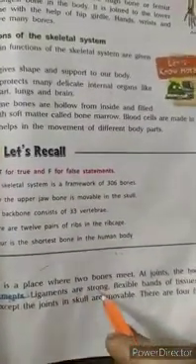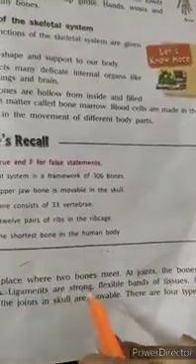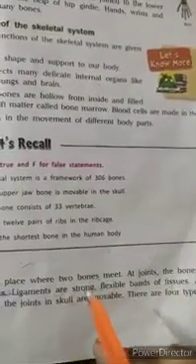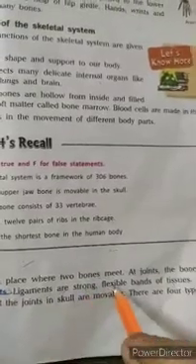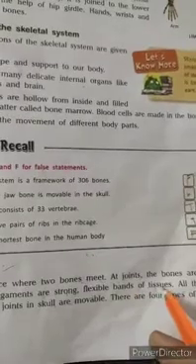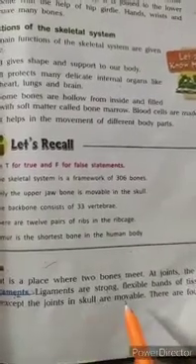Ligaments are strong, flexible bands of tissue. What is a ligament? Ligaments are strong, flexible bands of tissue. If it is not strong, how can it join two bones? So ligaments are strong and flexible. Flexible means anything which can be moved. Bands of tissues.